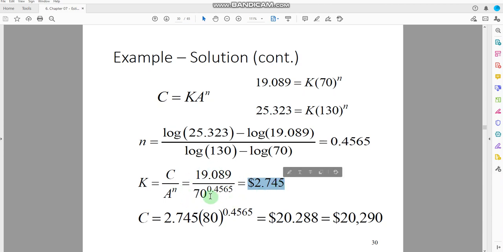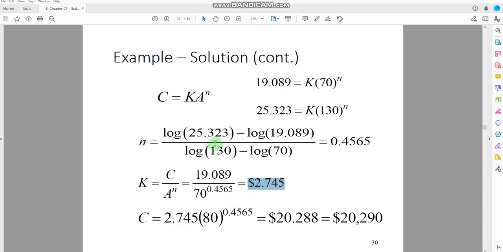Okay, so the same thing you can also calculate for the second case. Maybe you can take the value for c to be 25.325, and instead of a you can take 130, and the value for n you can use this one. So the same result you would get for the value for k. Once you have the value for k, you would be using this equation back. So you are trying to calculate the new cost of the heat exchanger.